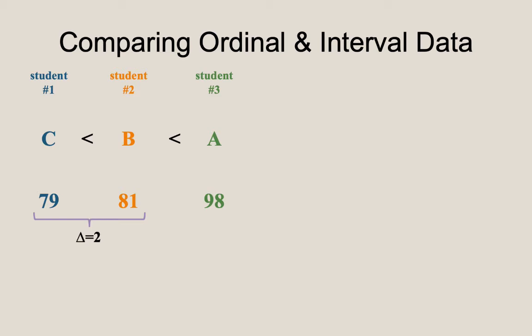If the A student had an overall score of 98, we can't really say that the A and B student were close in their overall performance.